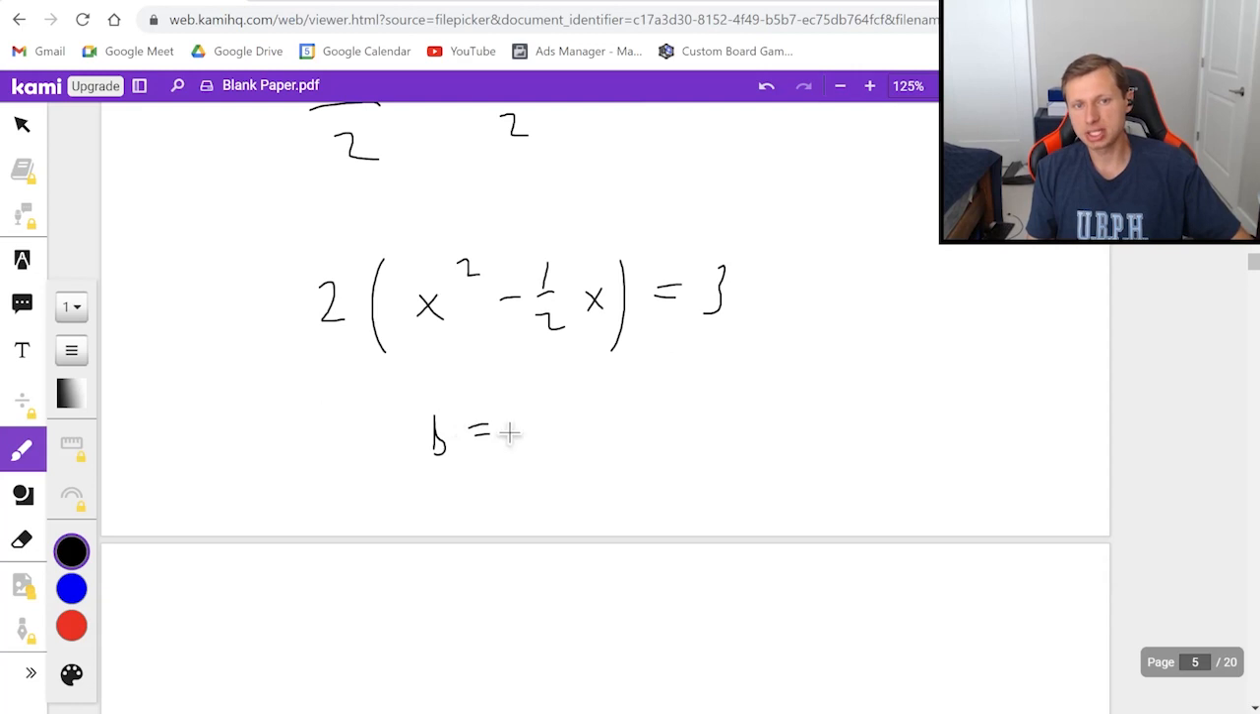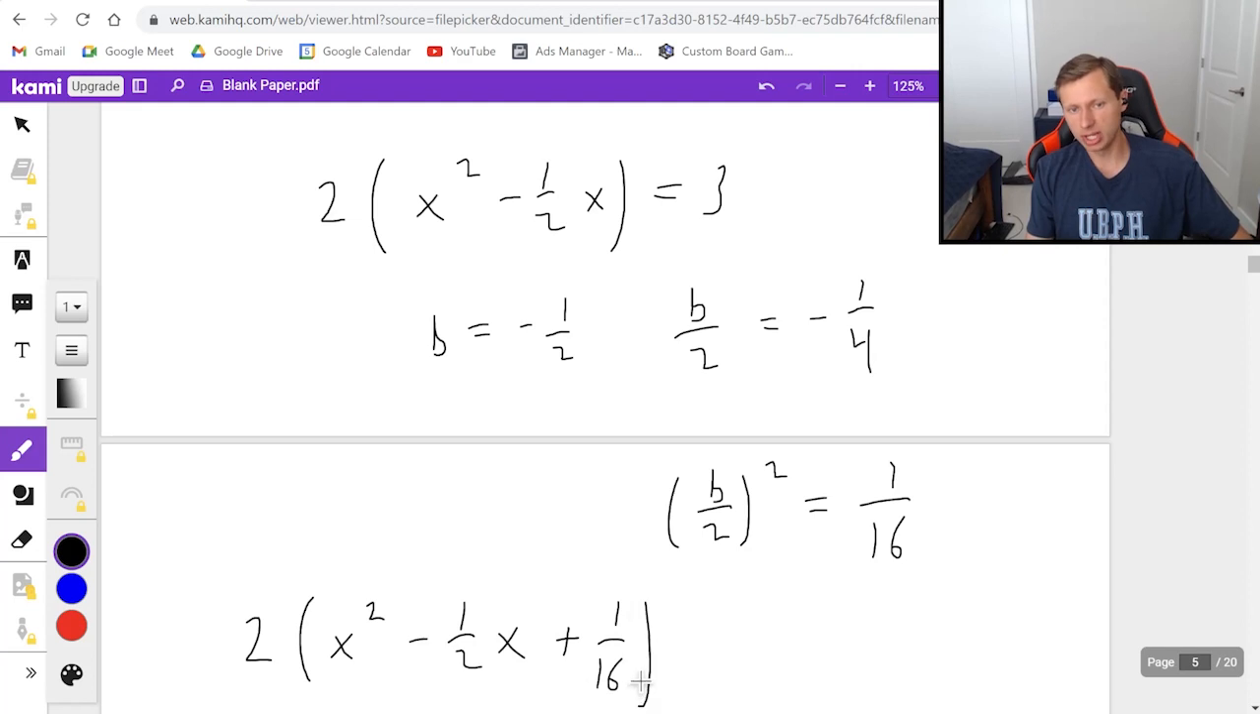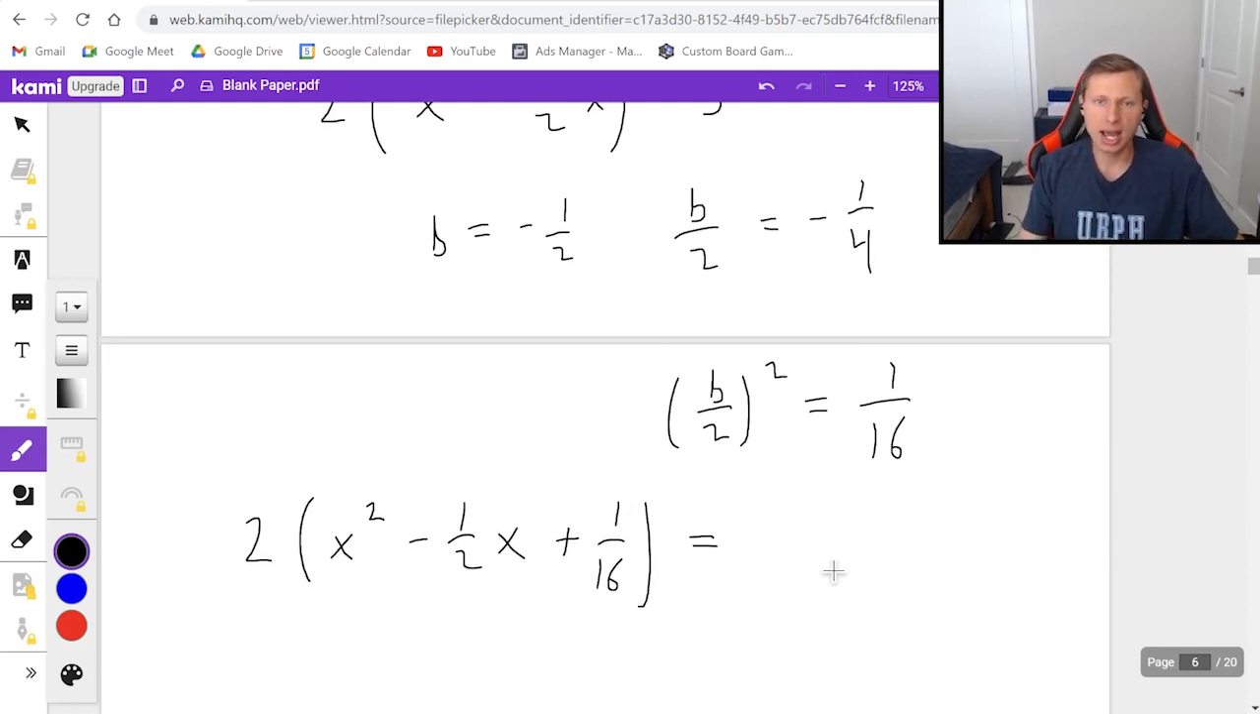In this case, b is now negative 1/2, which means b over 2 is going to be negative 1/4. And then b over 2 squared, remember a negative number squared is positive, it's going to be 1 over 16. That's what we're going to add to both sides now. So again, as I was alluding to earlier, I have to be careful where I add this 1 over 16. I'm adding it inside the parentheses. So in other words, the plus 1 over 16 goes right here, which means I cannot add 1 over 16 to the right side. I cannot.